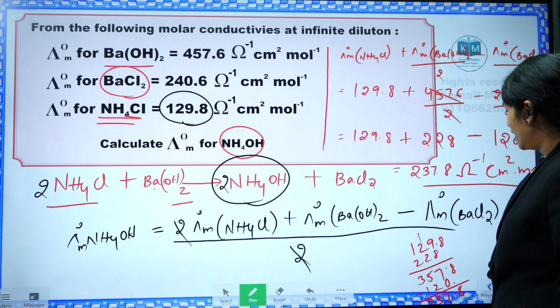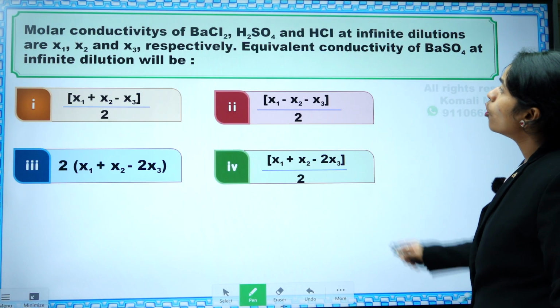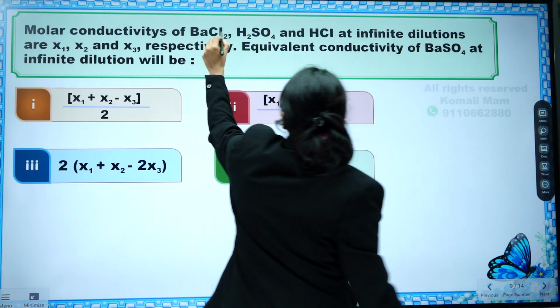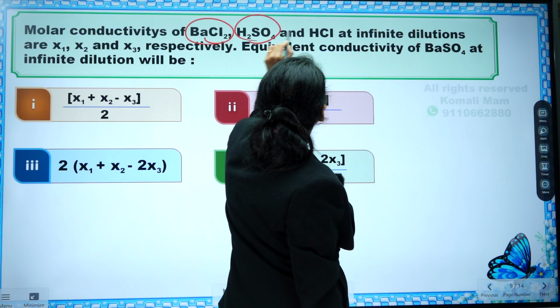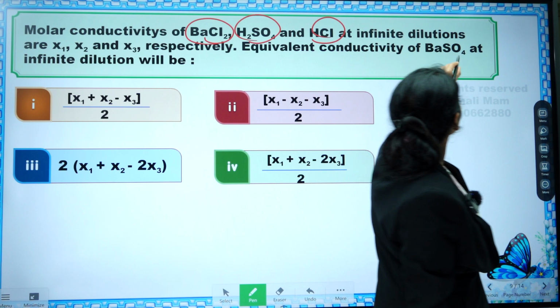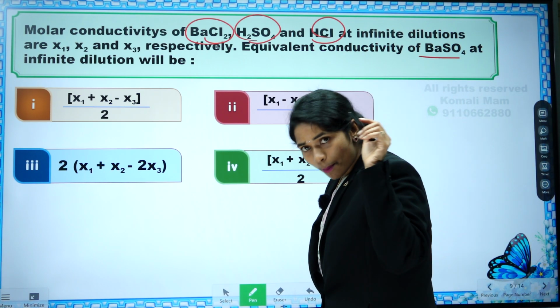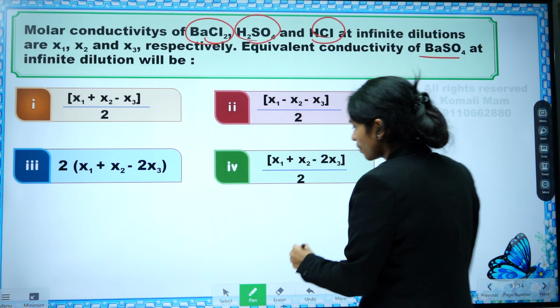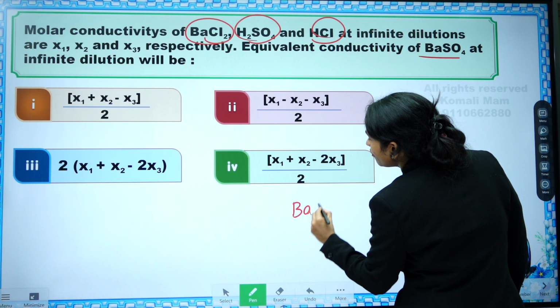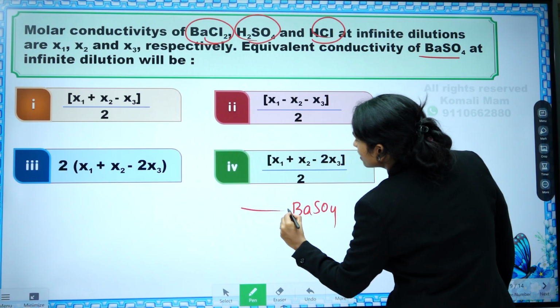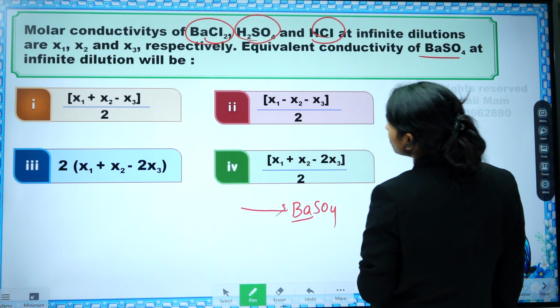Clear? Clear? Next one. Molar conductivities of BaCl2, H2SO4, HCl are given. They were asking barium sulfate. Will you try this question? Pause the video and try the question. Barium sulfate, they were asking, students.